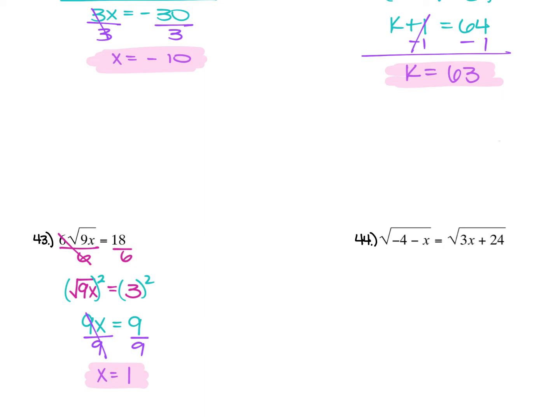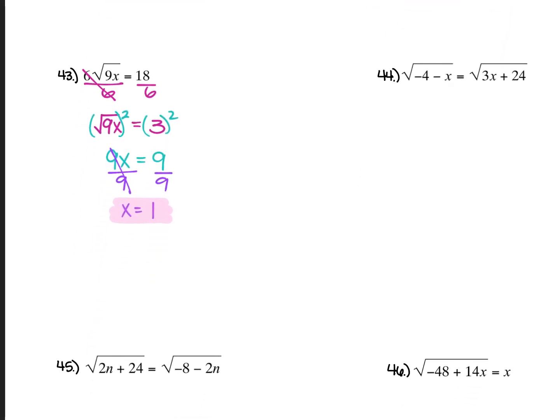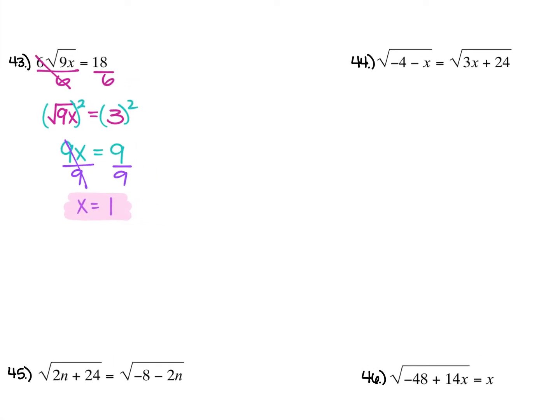Plug that in, simplify it. 9 times 1 is 9. The square root of 9 is 3. 6 times 3 is 18. 18 is equal to 18. It's definitely an answer. For 44, you have the square root of negative 4 minus x is equal to the square root of 3x plus 24.